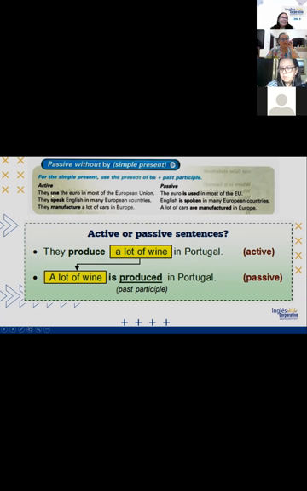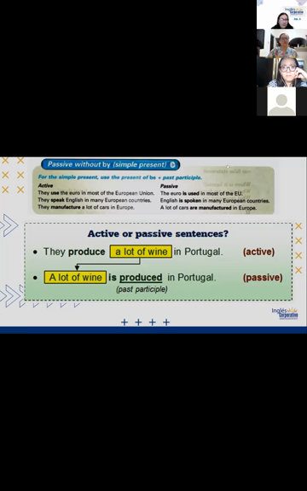So this is the structure. We have passive without by and the simple present. For the simple present, use the present of be: is or are or am, if it is necessary. And the past participle, so the active: They use euro in most of the European Union. Euro is the currency, the money, right? So the euro is used. Right. The euro is used in most of the European Union.